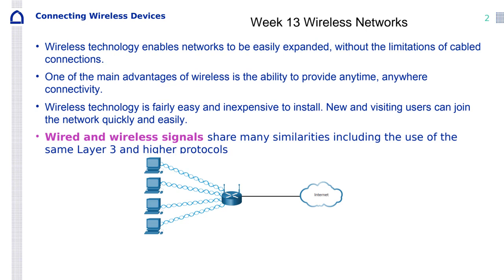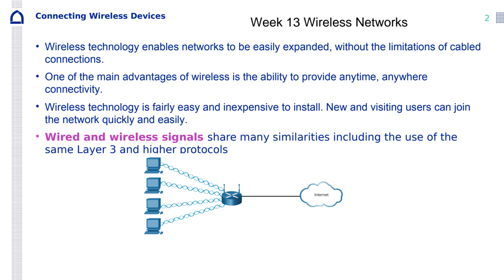What is wireless technology? Wireless technology enables a network to be easily expanded without the limitation of using cables. If there is an area where you cannot pull cable, you still can have an internet connection. So one of the main advantages is you are able to provide anytime, anywhere connectivity, even for difficult to reach areas.